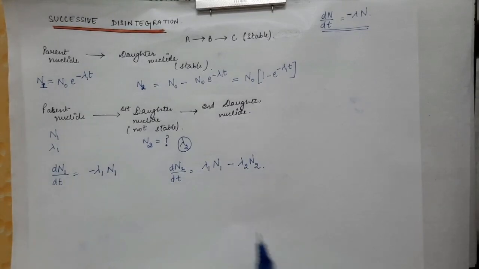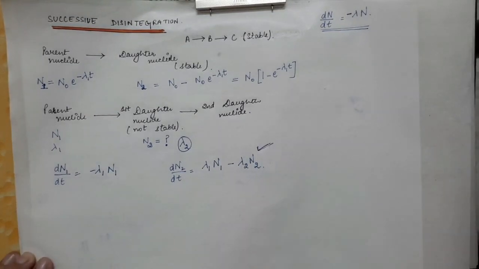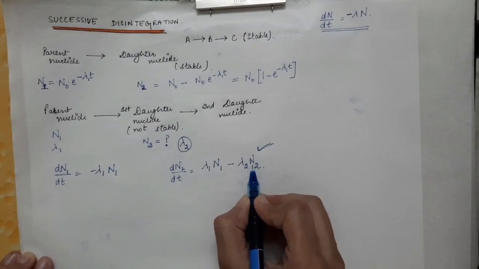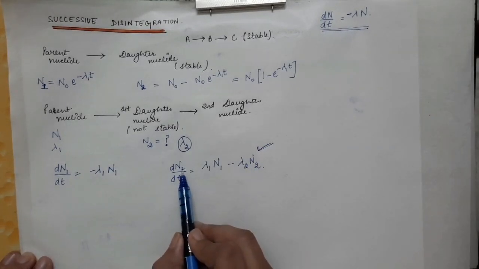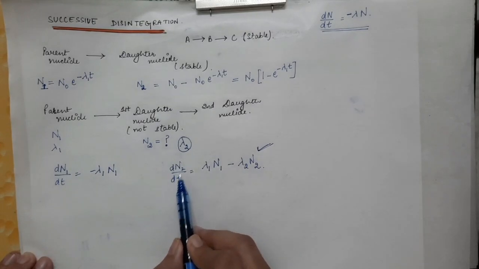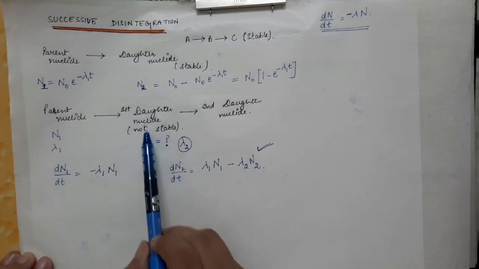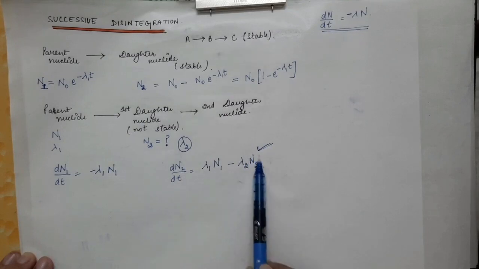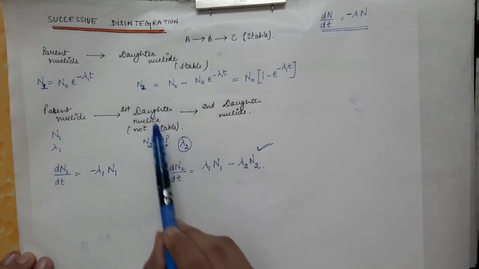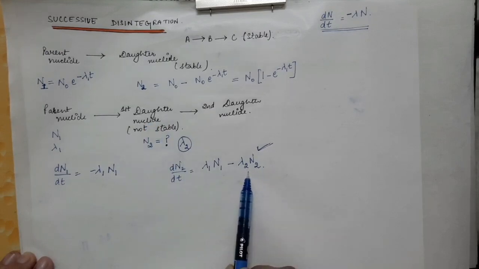Now we will evaluate the expression of N2 from this equation. First of all we will take N2 on the left hand side. Here also we have N2. This is dN2 by dt, that is the rate at which the number of first daughter nuclides is changing, and this N2 is the number of daughter nuclides which are present in the sample at that particular time.